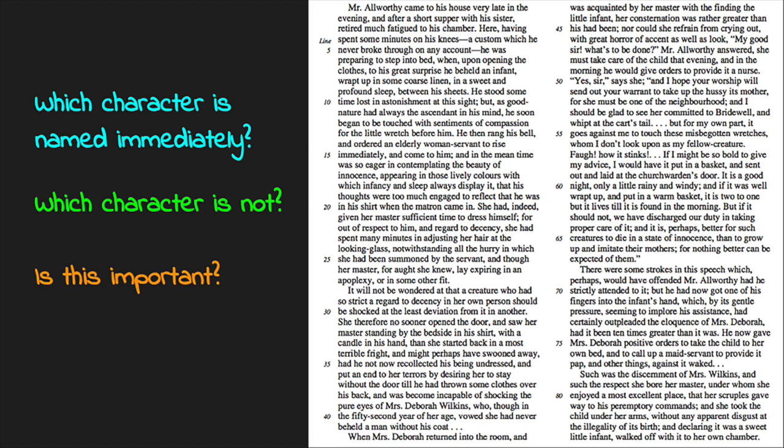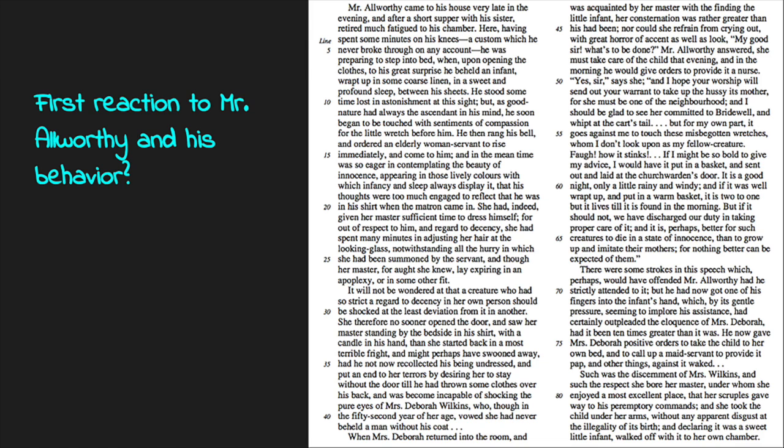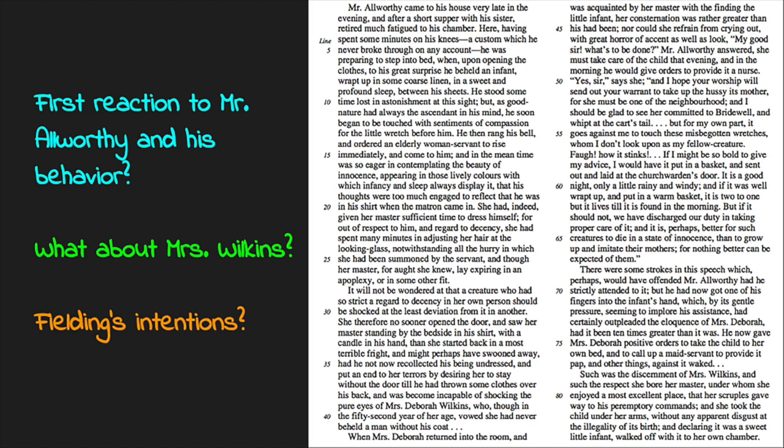Is this important? What might be the reader's first reaction to Mr. Allworthy and his behavior? How about Mrs. Wilkins? What might be Fielding's intentions here?